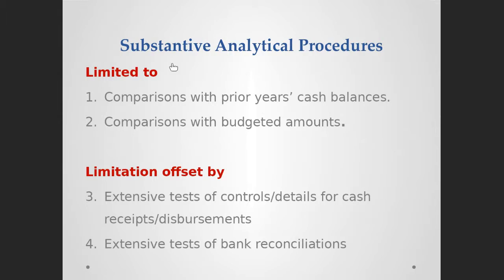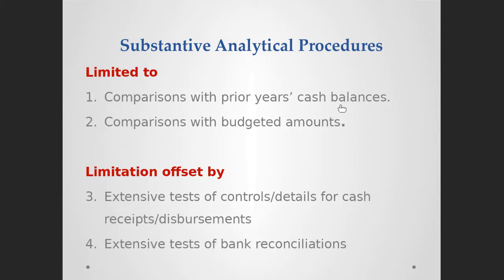The next thing after the controls is the substantive analytical procedure. And again, much of the substantive analytical procedures that we have done in the revenue process and the purchasing process also covers this. But we do two things here. Number one, comparing prior year's cash balance with this year's cash balance. Now remember, if we have $1 million in the bank at the end of this year and we had $500,000 last year, it does not necessarily tell you a whole lot, because maybe they had more sales, maybe they did not buy any large assets this year. So you have to do further investigation.